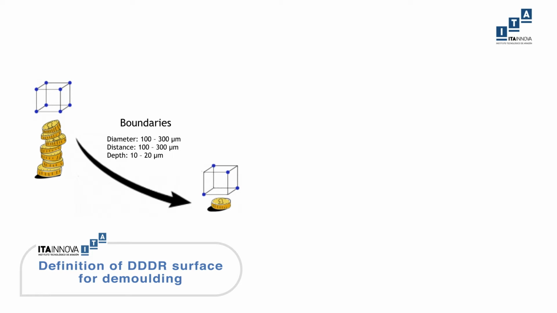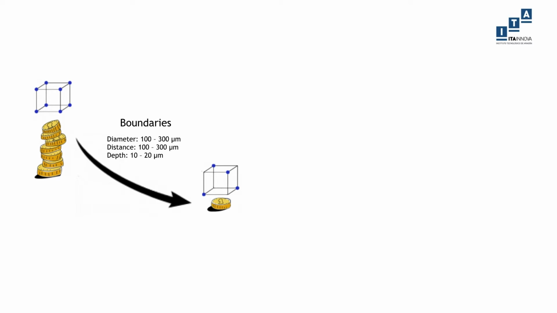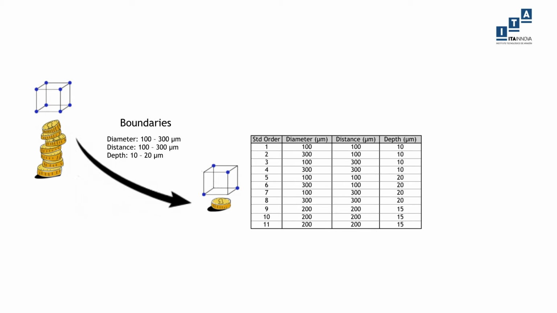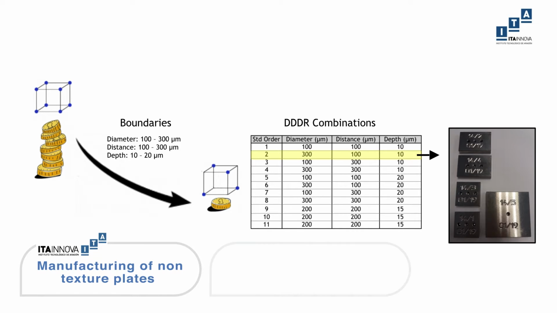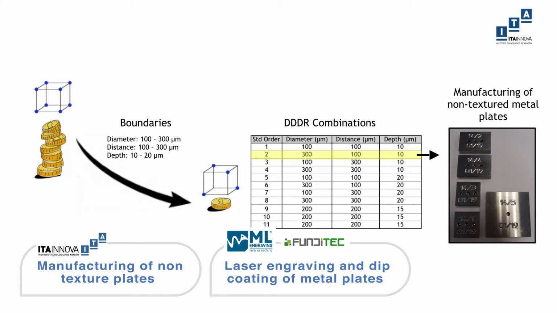Within the boundaries defined, the design of experiments technique is applied to effectively plan and conduct the experiments in optimal conditions. The non-textured metal plates can be manufactured according to strict quality requirements. They will then be laser engraved following the DDDR surface texture used for our prototype mold and seal to be coated with the mold release formula if necessary.